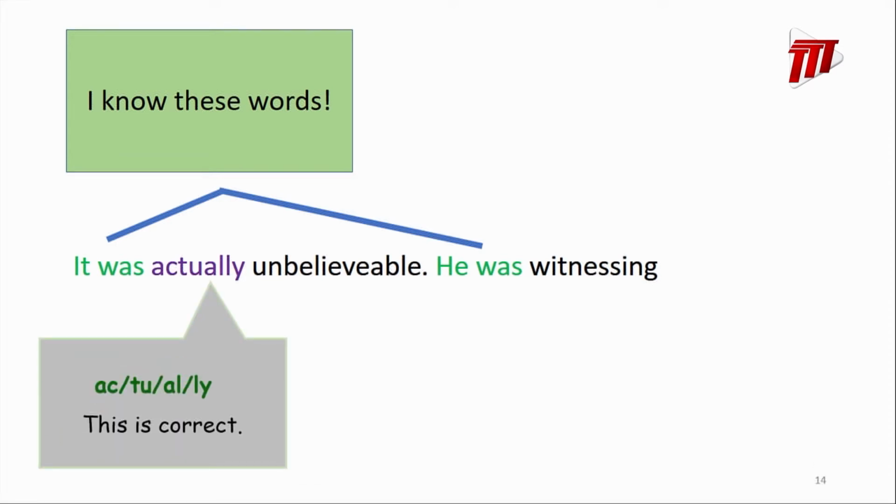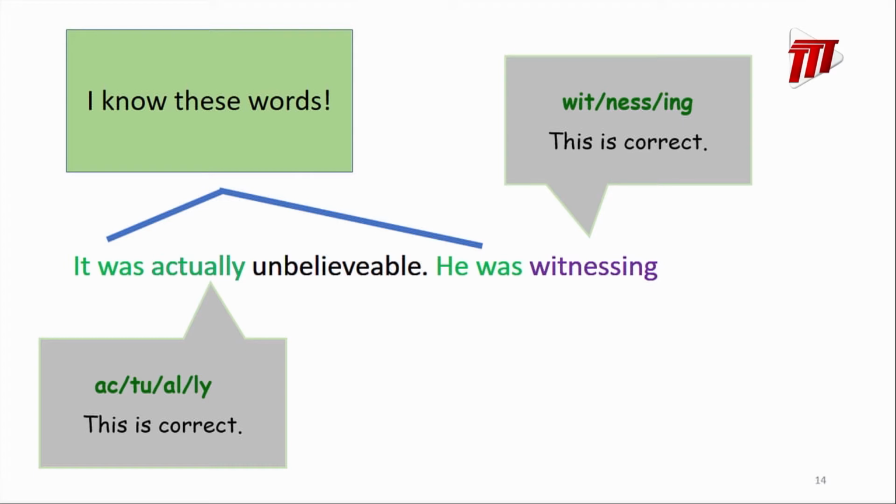Actually. Phonetically, it looks correct. Looking at it, A-C-T-U-A-L-L-Y, that's correct. So you know that word. What about witnessing? Yeah, that is correct as well. W-I-T-N-E-S-S-I-N-G. So which word is left? Unbelievable. So we have the word unbelievable. We know the root word believe, and a prefix and a suffix was added to the word believe, un and able. But what's the rule in forming the new word when we add the prefix and suffix?